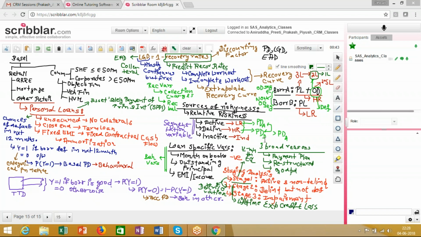Now, how to estimate acquisition PD? What are the different ways of developing an acquisition scorecard? That is something which will be covered when we come to the scorecard development portions, where we'll talk prominently about each of these cases. Clear? Great.